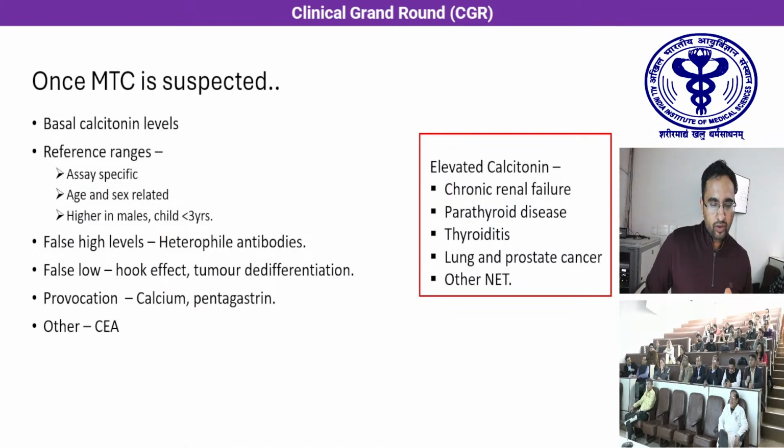So whenever medullary thyroid carcinoma is suspected, basal calcitonin has to be done, for which the reference range is assay specific, age and sex related, and higher in males and in children less than 3 years of age. Also, high values can be seen in the presence of heterophilic antibodies and other causes of elevated calcitonin, which can be seen in patients with chronic renal failure, parathyroid disease, thyroiditis, and other neuroendocrine tumors. Falsely low values can be seen in hook effect or during tumor dedifferentiation. Whenever there is a high suspicion of medullary thyroid carcinoma in the presence of low calcitonin, then CEA also has to be done if metastasis has been suspected and there is a suspicion of tumor dedifferentiation. Provocation testing can also be done with the help of calcium and pentagastrin.